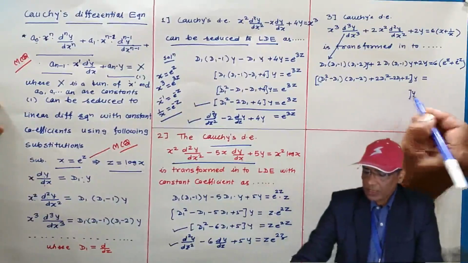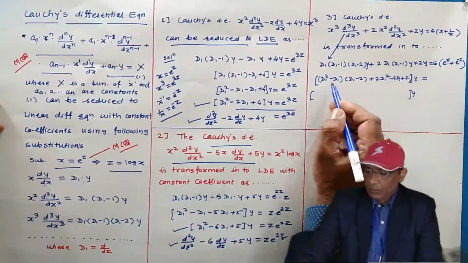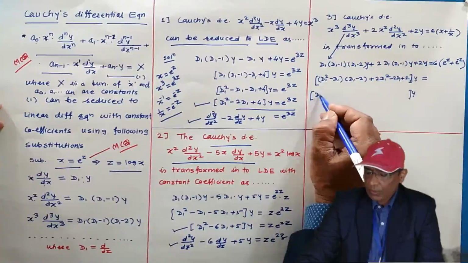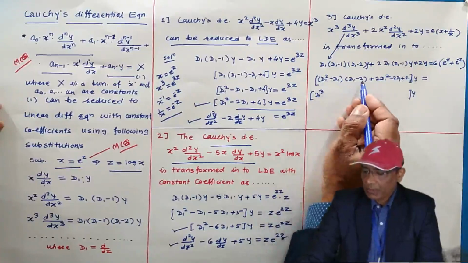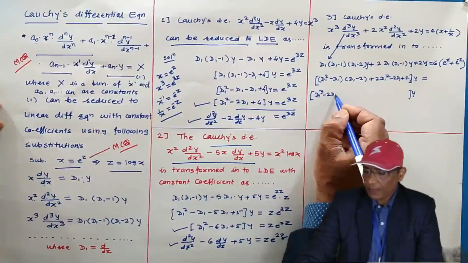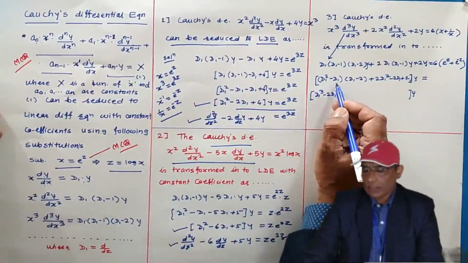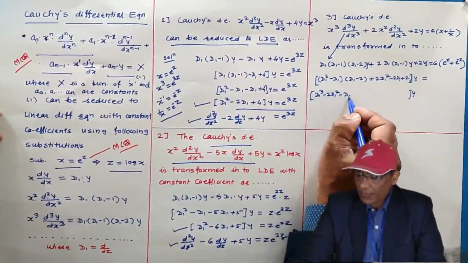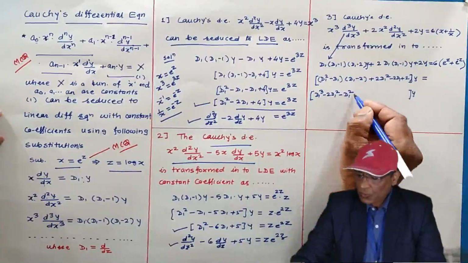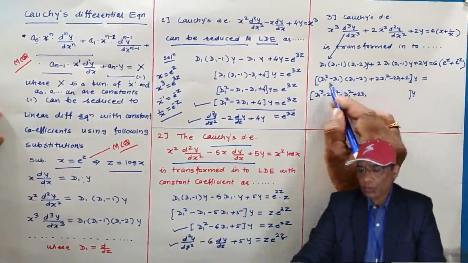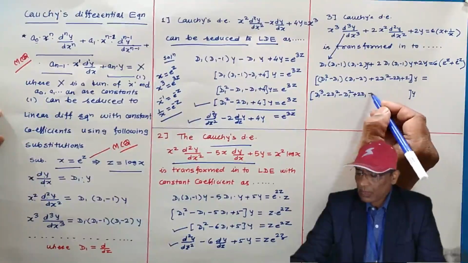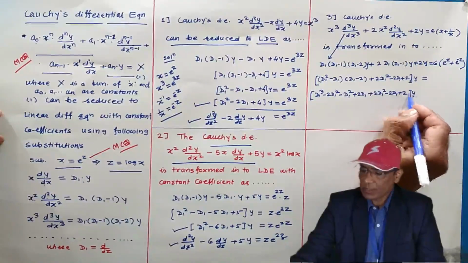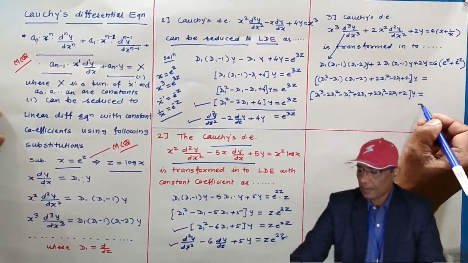Right hand side is as it is. Product of these two brackets: d1 square multiplied by d1 is d1 cube. d1 square multiplied by this is minus 2d1 square. Now is a term of minus d1. Minus d1 multiplied by d1 is minus d1 square. Minus d1 into minus 2 is plus 2d1. Product of these two brackets: 2d1 square as it is, minus 2d1 as it is, plus 2 as it is. Right hand side is as it is.